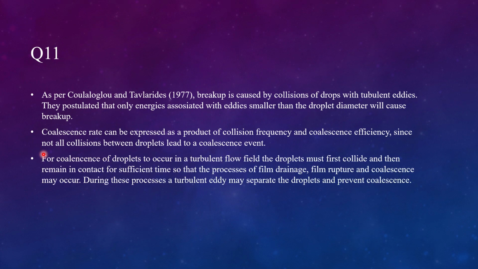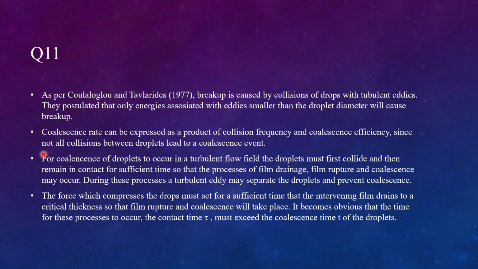For coalescence of droplets to occur in a turbulent flow field, the droplets must first collide and then remain in contact for sufficient time so that the process of film drainage, film rupture, and coalescence may occur. During these processes, a turbulent eddy may separate the droplets and prevent coalescence.